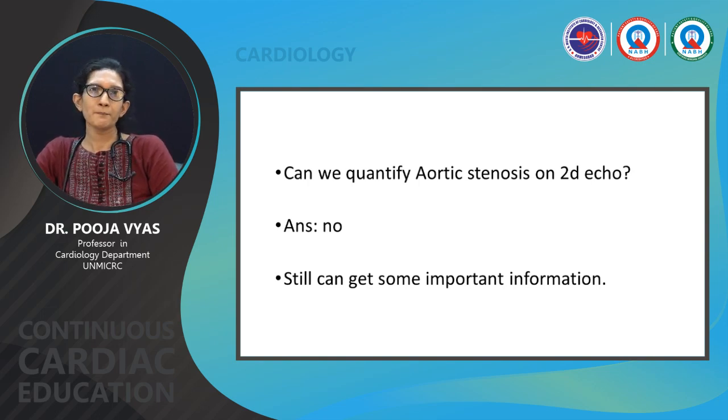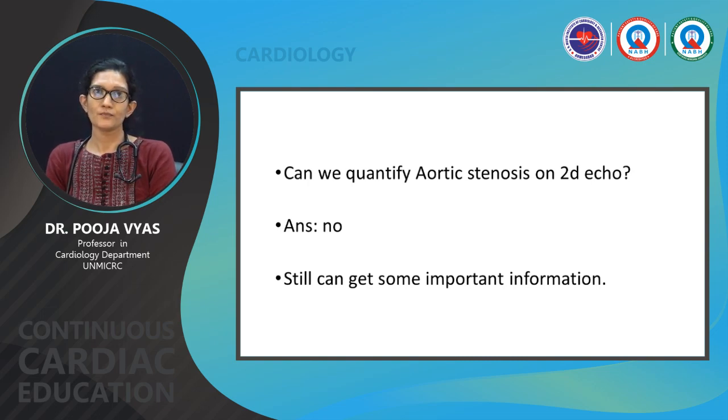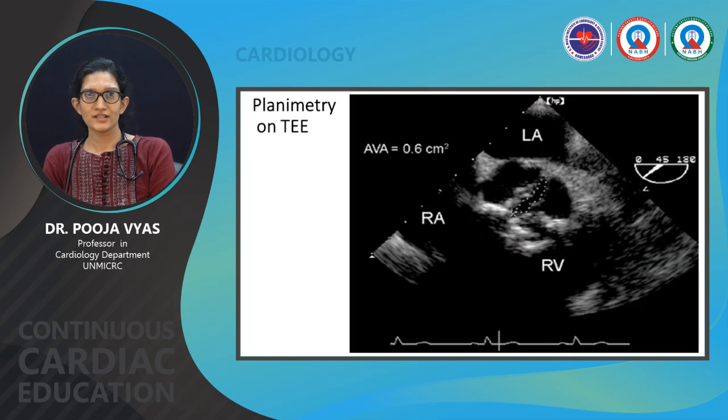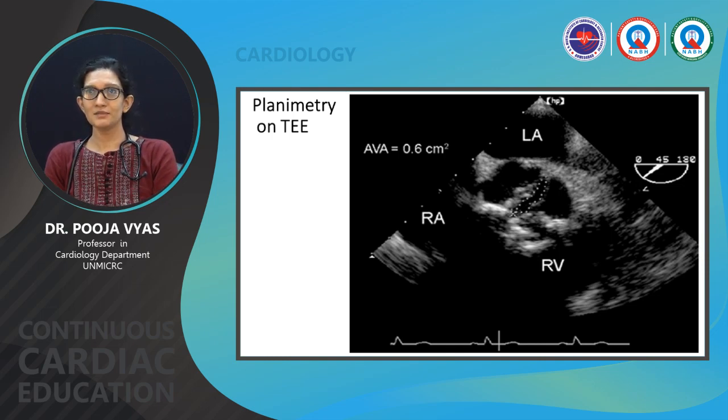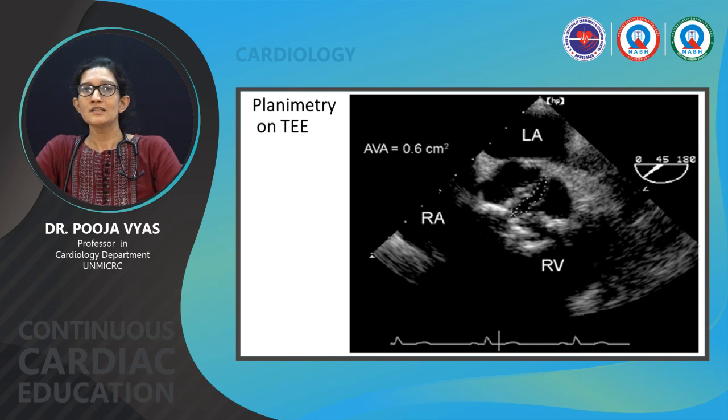But still, it can give us some important information. If we see that even one aortic cusp is moving normally, then it excludes the diagnosis of critical aortic stenosis. Planimetry can be done on transesophageal echocardiography. This image shows an aortic valve area of 0.6 square centimeter at 45 degrees, but it still has some disadvantages. First, the aortic orifice is three-dimensional in nature, so the aortic valve area we get by planimetry is not accurate. Second, calcification and thickening of the aortic wall as well as the aortic valve will produce shadows, interfering with calculating the true aortic valve area.